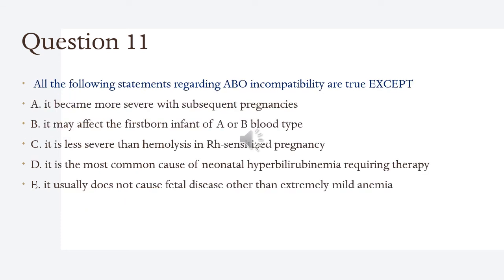Question 11. All the following statements regarding ABO incompatibility are true except: A, it becomes more severe with subsequent pregnancies. B, it may affect the firstborn infant of A or B blood type. C, it is less severe than hemolysis in Rh sensitized pregnancy. D, it is the most common cause of neonatal hyperbilirubinemia requiring phototherapy or exchange therapy. E, it usually doesn't cause fetal disease other than extremely mild anemia.